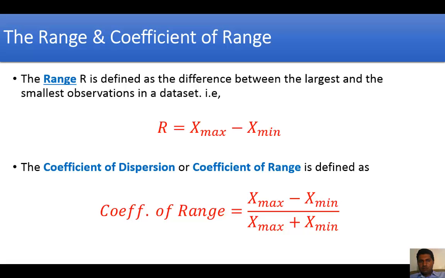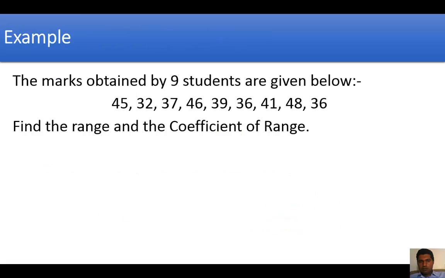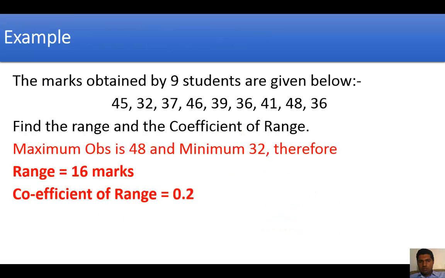Now we will discuss the range. Range is simply the subtraction of the minimum value from the maximum value of the data. It has the unit and it is an absolute measure. The corresponding relative measure for range is the coefficient of range. It has no unit. In a simple example you can see that the range is 16 and the coefficient of range, which has no unit, is 0.2.